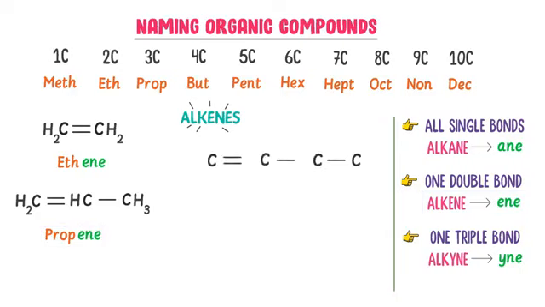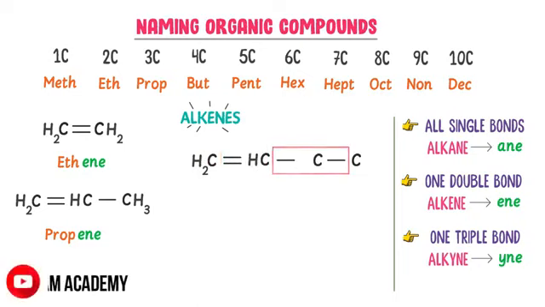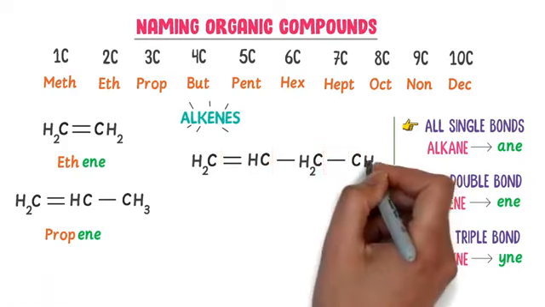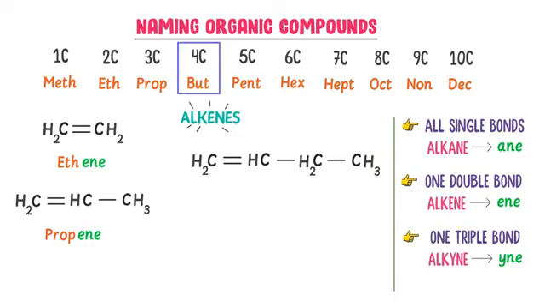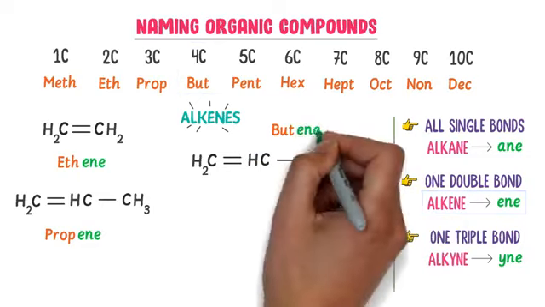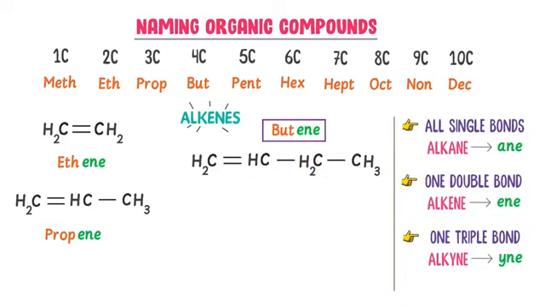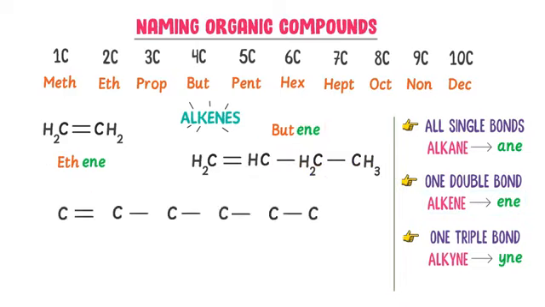Similarly, consider these four carbon atoms. Let there be one double bond between carbon and carbon atoms. This carbon has formed two bonds, write H2. This carbon has formed three bonds, write H. This carbon has formed two bonds, write H2. This carbon has formed one bond, write H3. There are four carbons present in this molecule, I write but. Also there is one double bond, I write ene. So I get butene.